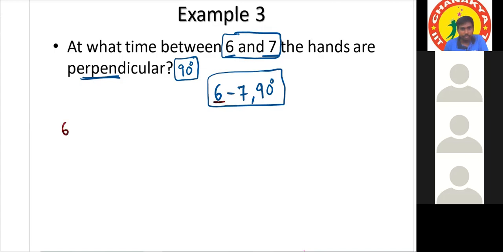First number. Sir, 6 into 30. 6 into 30 is how much? So 180. Sir, for the formula, theta will be 90, right? Yes. Perpendicular means 90. So it will be 180 minus 11 by 2 into 7. Yeah, this is 180.